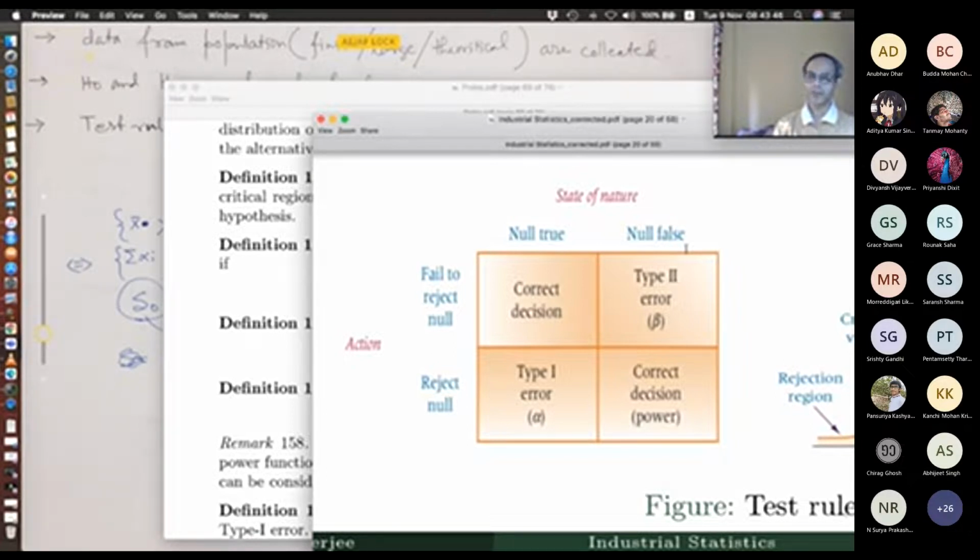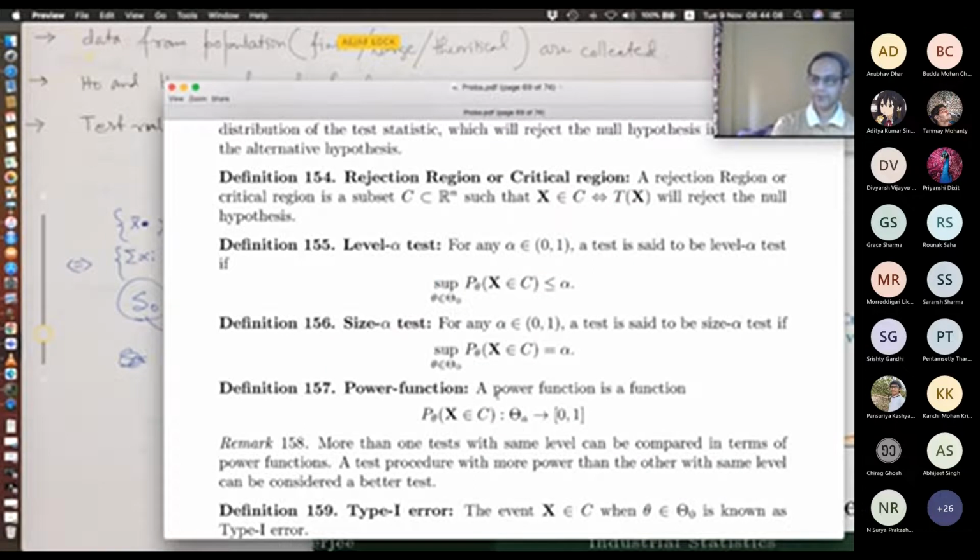To control the type 1 error, we need to keep a threshold on the probability of type 1 error, which is alpha. The probability of type 2 error and the power function are just 1 minus one another because they consist of complements of the events. So the power function is the probability that X belongs to the critical region, and it maps from the parameter space of the alternative hypothesis to 0 to 1. Because it is a probability, if you map to 0 to 1, there is nothing special about it.